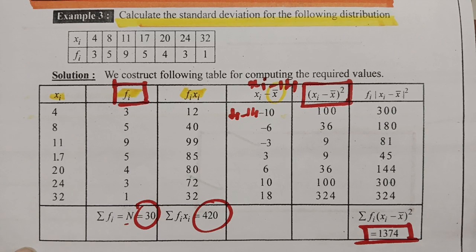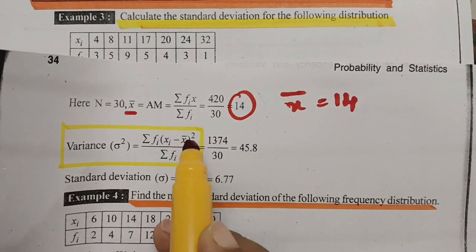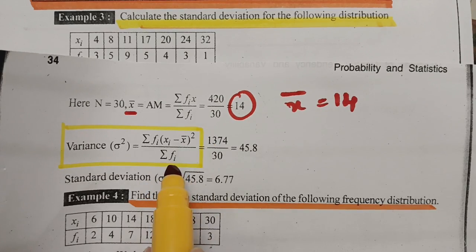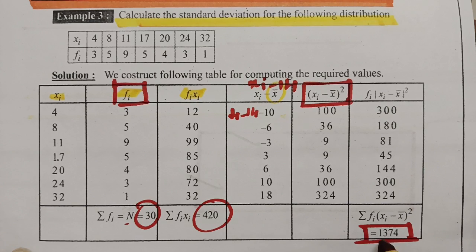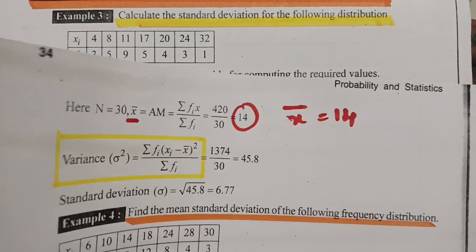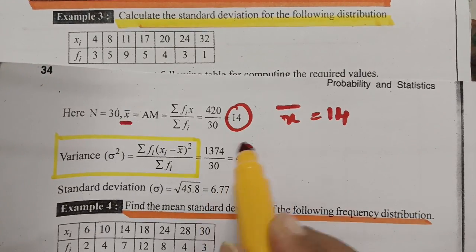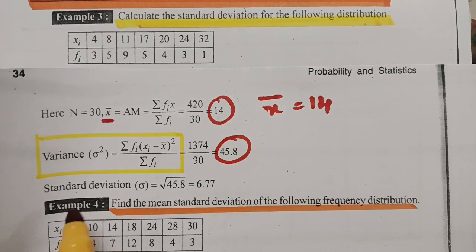Now how to calculate the variance and standard deviation? For the variance we have the formula: sigma fi into (x minus x bar) whole square by sigma fi. The summation value from the table is 1374 and sigma f is 30. Now we divide 1374 by 30, and the value here is 45.8, which is our variance.